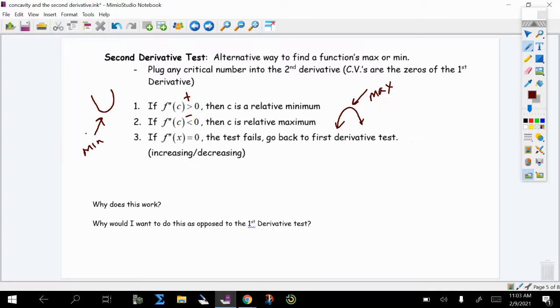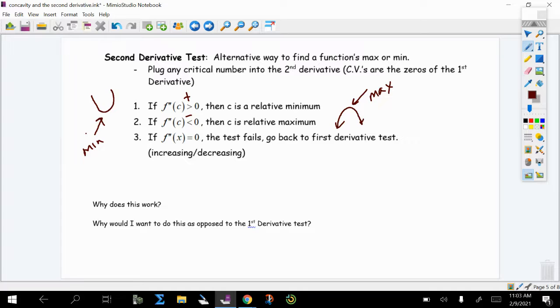Now, here's the only downfall with this test. If you take that critical value and put it into the second derivative and you actually get 0, you don't get a positive number or a negative number, the test fails. What that means is there still could be a minimum or maximum, but we don't have enough information to know that. So we have to revert back to what we did in the beginning of the chapter. So it's not a fail-proof test. There is a time when it doesn't work. But for the most part, it's a really quick way to figure out if we have extrema that are minimums and maximums.